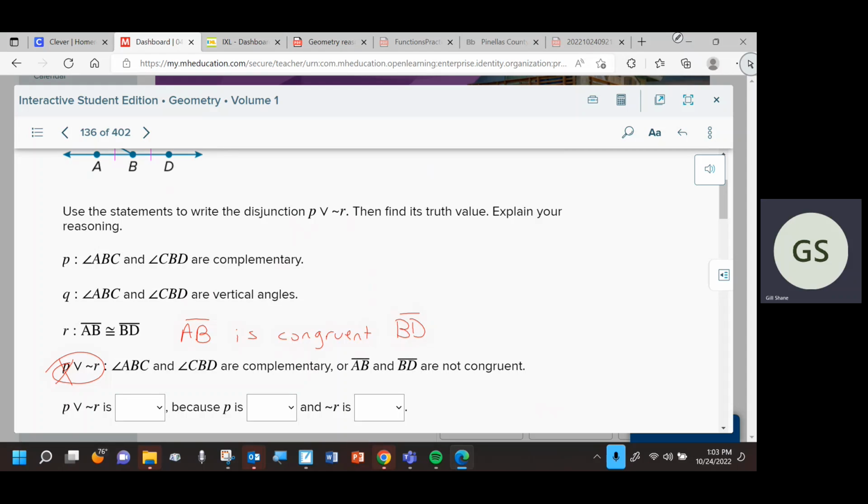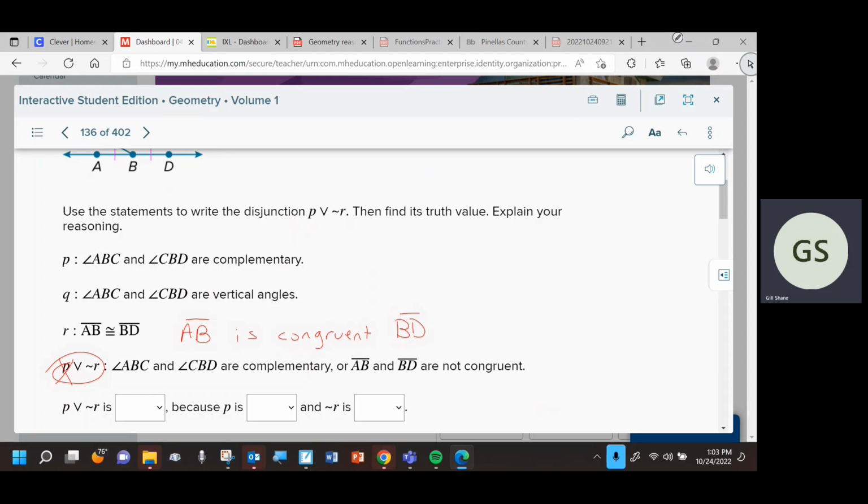Yeah, it's just you throw the word. I told you, if the word is in there, that's your first thing I would try. Does it make sense if I say AB is not congruent to BD? Well, yeah, that totally makes sense. That's the opposite statement. And they've already got them written down for you. If you haven't noticed, they're giving you the answers pretty much.